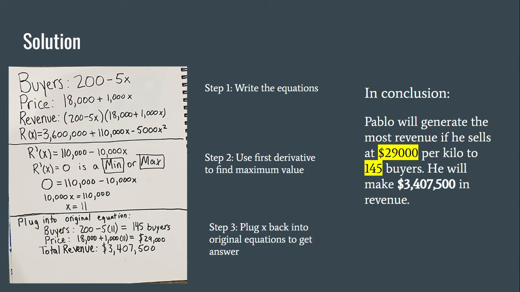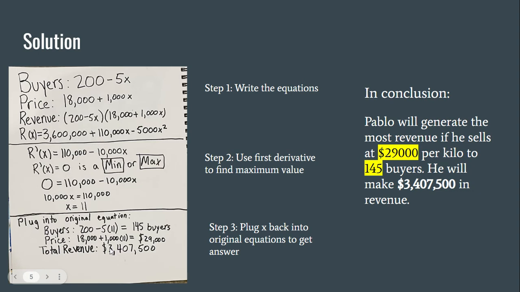Now, the next step is to find out if 11 is a minimum or a maximum. In this scenario, I used a calculator and I graphed it and I found out that at x equals 11, it was a maximum. But if you don't have a calculator, you can use a number line to find out if it is a minimum or a maximum. The next step is to plug your x value into your original equations. So as you can see, I plugged 11 in for x for the buyers equation, the price equation, and I also did it for the total revenue equation.